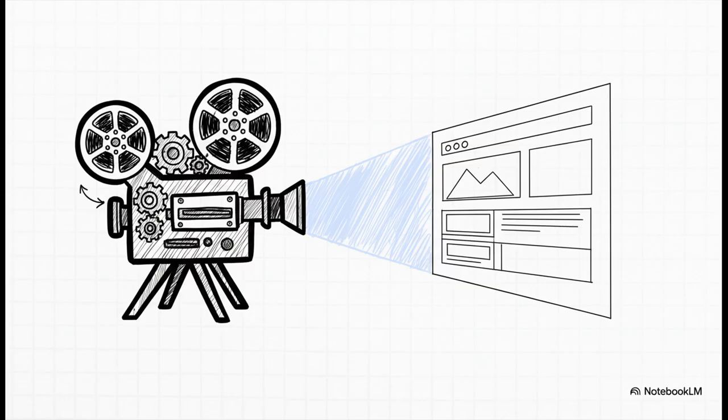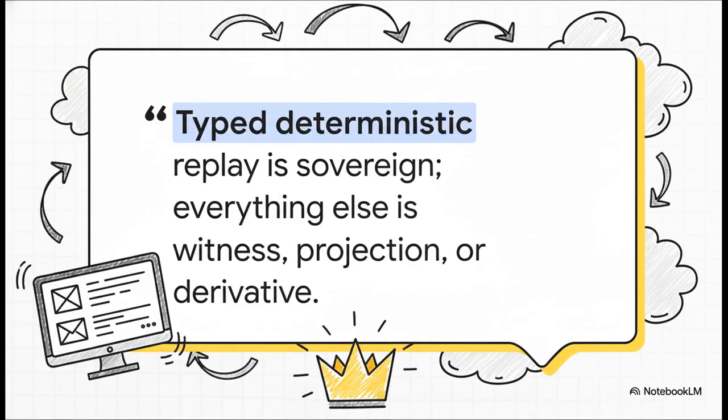I mean, think about how many times you've used an app where the UI is all buggy and out of sync with what's really going on in the background. With a system like this, that literally can't happen. And that brings us right back to this core idea, this mantra. It really is the whole philosophy in a nutshell. The typed deterministic replay is sovereign. It's the king. Everything else, documentation, UIs, you name it, is just a witness or a derivative. It all serves the king.